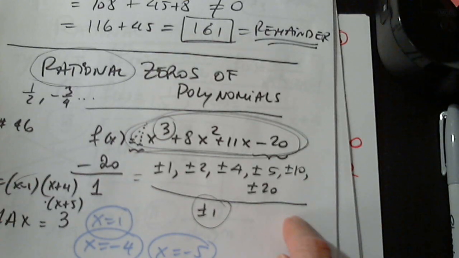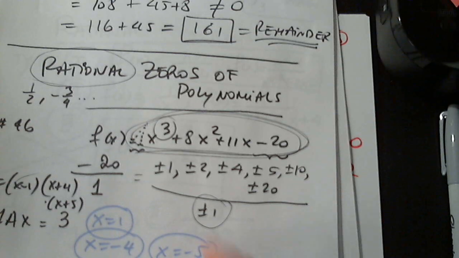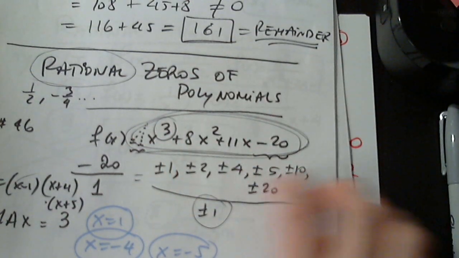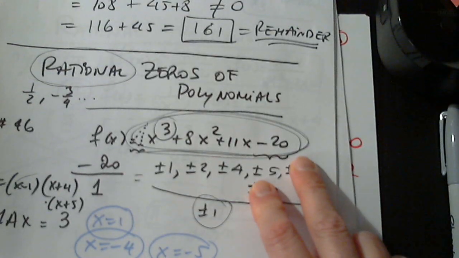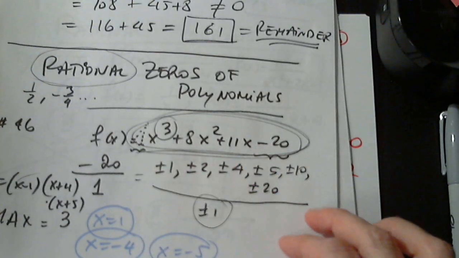We plugged all these in, and we didn't have to plug in the last 4 because we already found 3 solutions, because the degree was 3. I was not going to continue with the other ones. I can't find more solutions than the degree. And then we stopped.